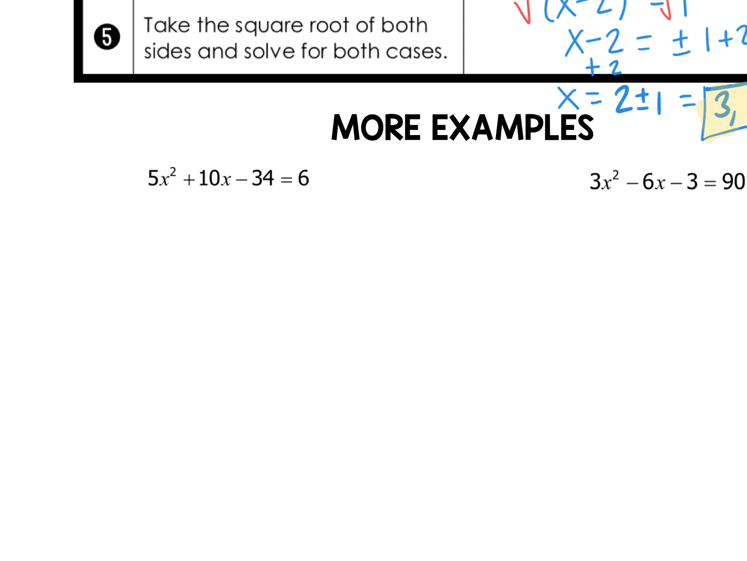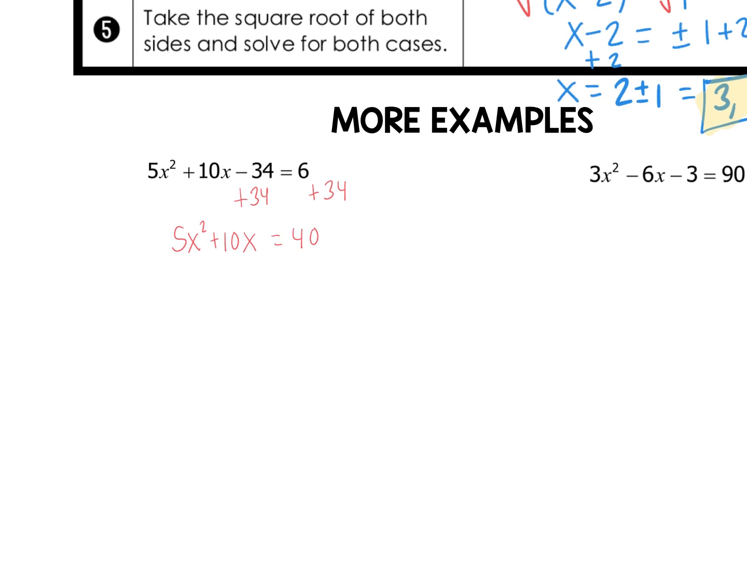So now to solve this for x, we need to move c to the other side. Again, the steps are provided on this page for you, so I'm just following those steps. So we get 5x squared plus 10x equals 40.